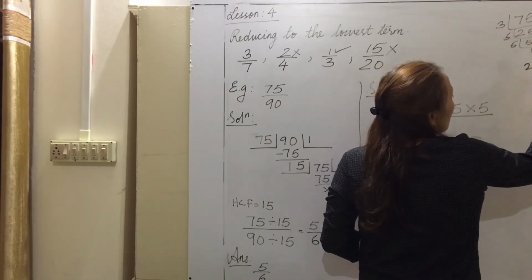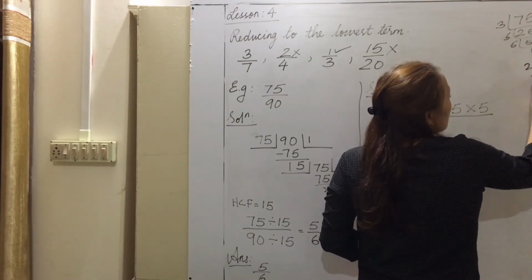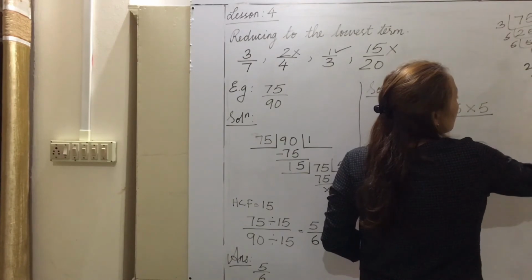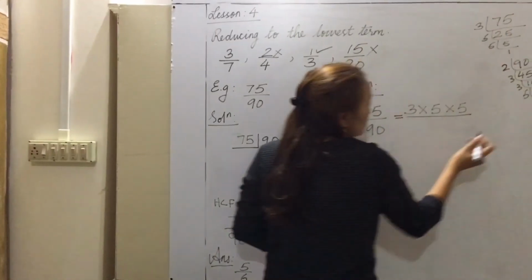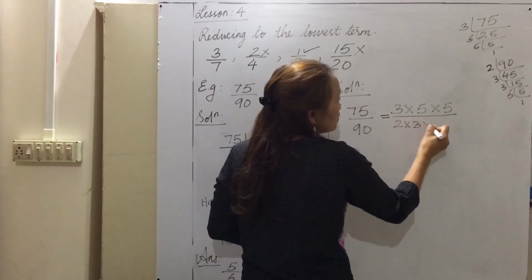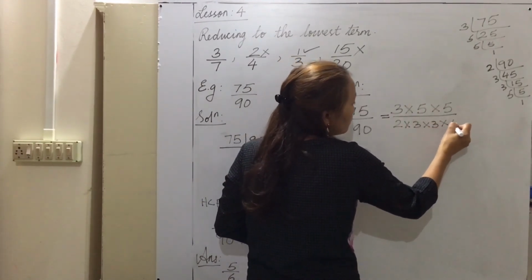90 we prime factorize. 2, 45. 3, 15. 3, 5. 5, 1. Then the prime factors are 2 multiplied by 3 multiplied by 3 multiplied by 5.